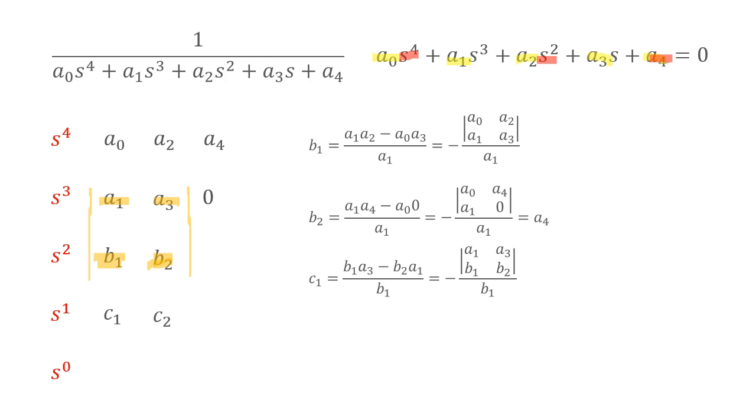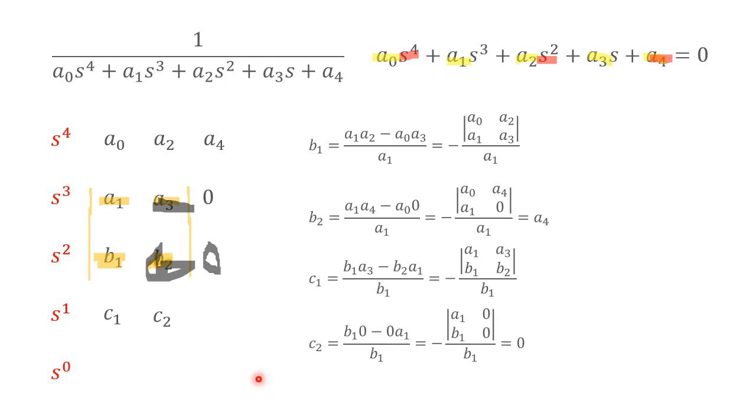Okay. Now for C2, we are going to hide these two, and here we have 0 only, because here are 0, so 0 0. So it will become B1 into 0 minus A1 into 0, upon B1. So it will become 0. C2 will become 0. As you can see, B1 into 0 minus A1 into 0 upon B1 will give you 0.